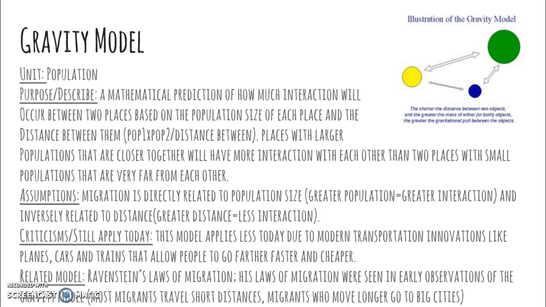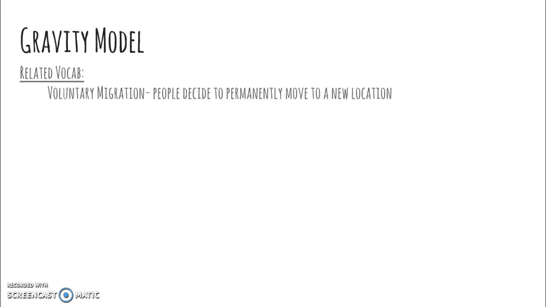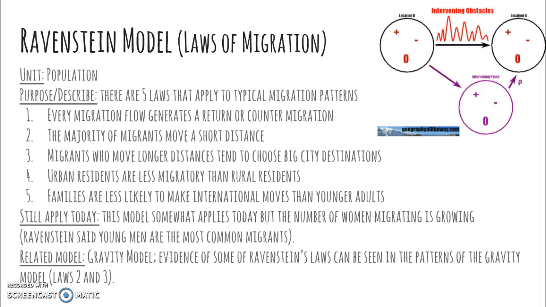The assumptions are that migration is directly related to population size and inversely related to distance. The criticisms are, or well, it applies less today because modern transportation makes transportation easier, so people are more willing to travel long distances. And the related model is Ravenstein's laws of migration because certain laws apply to the gravity model, which are that most migrants travel short distances and migrants who move longer will go to bigger cities. And the related vocab is voluntary migration. People decide to move permanently to a new location.